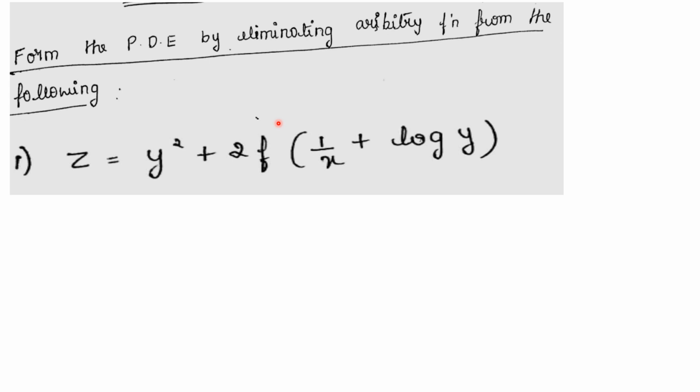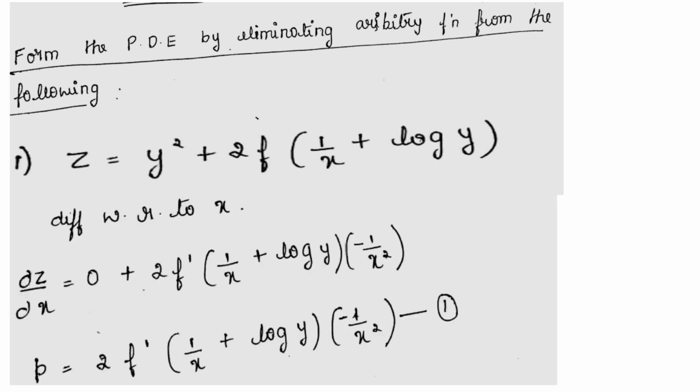So we need to follow the same procedure we have followed to eliminate the arbitrary constant. That is step 1. We have to differentiate this given equation partially with respect to x, and then we have to differentiate it partially with respect to y and eliminate this function f. So differentiate with respect to x.